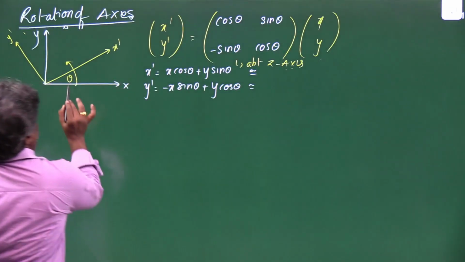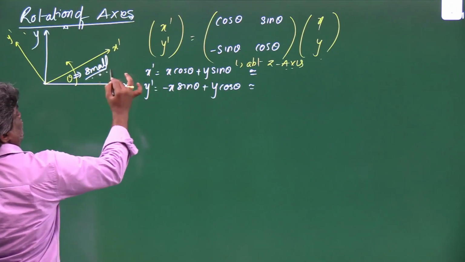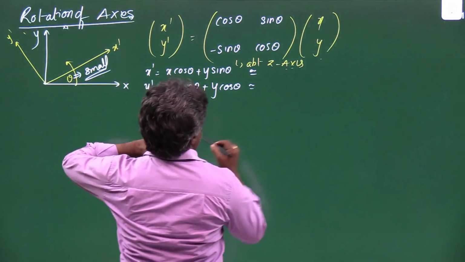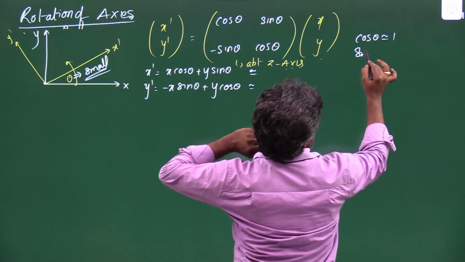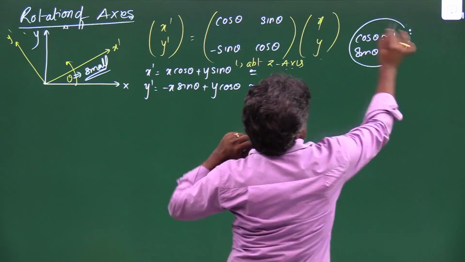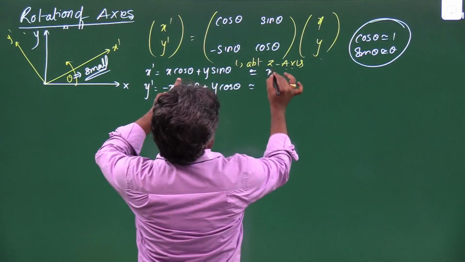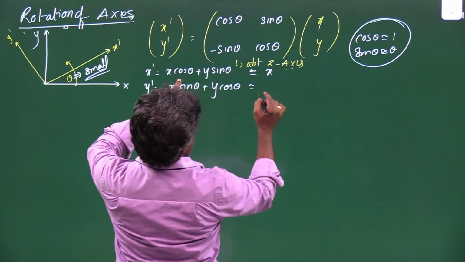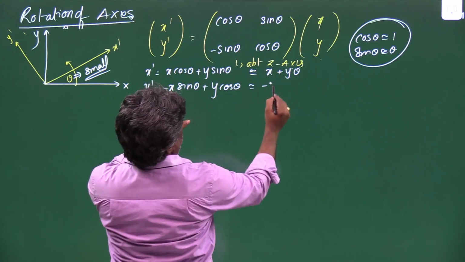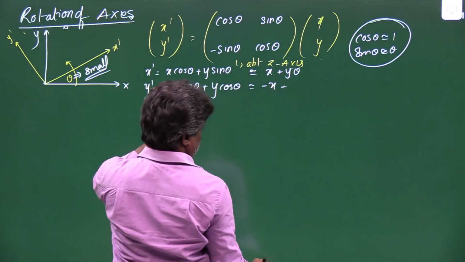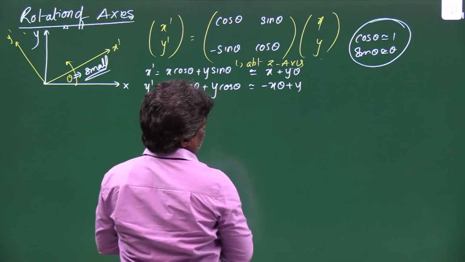So this theta is not very large, it is very small. Okay, so whenever theta is very small, we have to take approximation. Cos theta is nearly equal to 1 and sin theta is nearly equal to theta. Almost 0. So that's why this is x, because cos theta is 1, plus y theta. And this is minus x theta plus y, right sir?